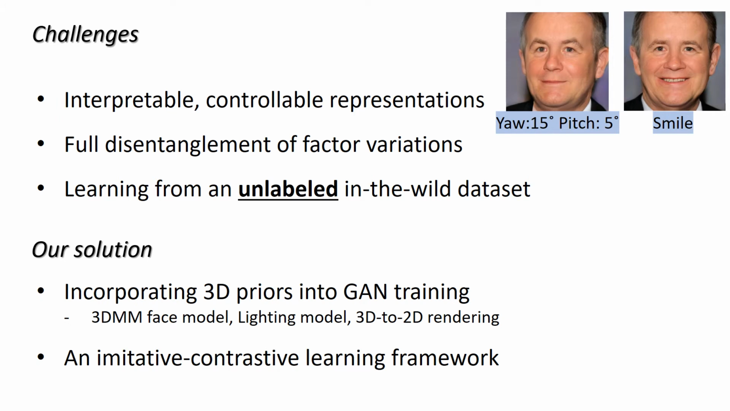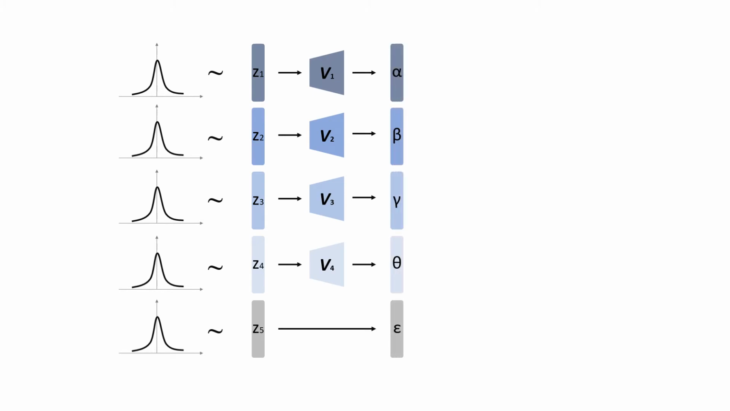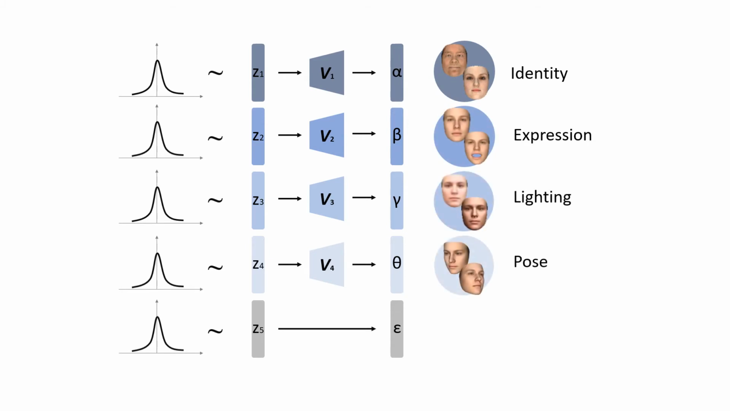We introduce a 3D face parametric model and an image rendering process. An imitative-contrastive learning framework is proposed to utilize this prior. Specifically, we start from multiple independent variables Zi sampled from normal distribution. Then, we use network Vi to map each Zi to another space we call lambda space, where each variable has physical meanings of identity, expression, lighting, and pose, respectively.